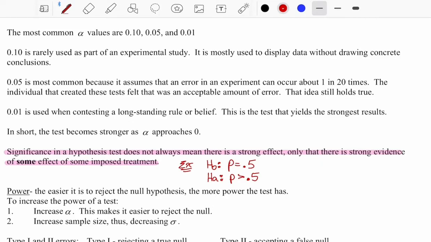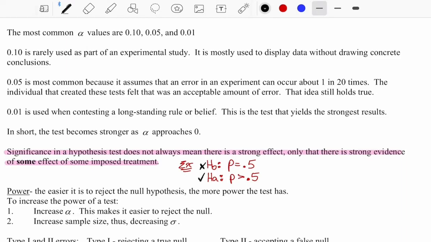But this highlighted statement, significance in a hypothesis test, does not always mean that there's a strong effect, only that there's strong evidence of some effect of the imposed treatment. So if I conduct the entire hypothesis test and I determine, for example, that the null was incorrect and the alternative was correct, I'm not saying that it's going to be way more than 0.5. All right? The alternative is just saying that it's simply more likely that the population proportion is more than 0.5 than it is for the population proportion to be exactly 0.5.